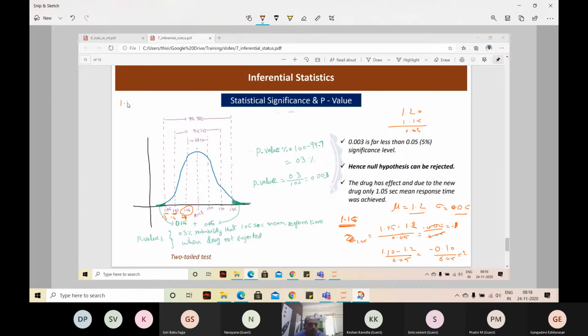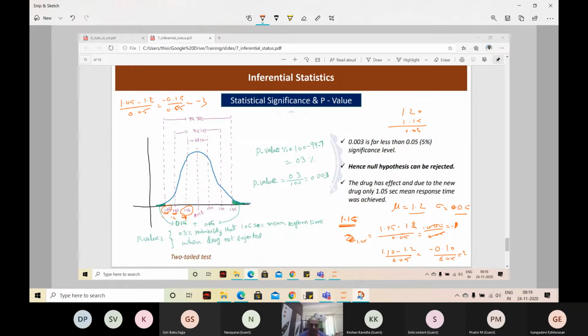Let me calculate that also. 1.05 minus 1.2 divided by 0.05. This is going to be minus 0.15 divided by 0.05, and that's going to be minus 3. So this is 3 standard deviations away. That 1.05 was 3 standard deviations away when the null hypothesis is true. Null hypothesis means there is no significance of the drug, only the neurological stimulus is working. In that situation, the 1.05, which happened when the drug was injected, was happening very rarely, 3 standard deviations away.